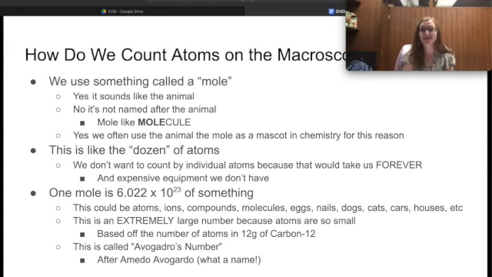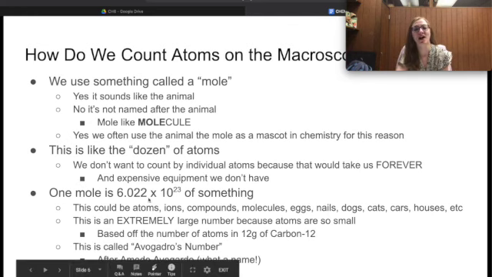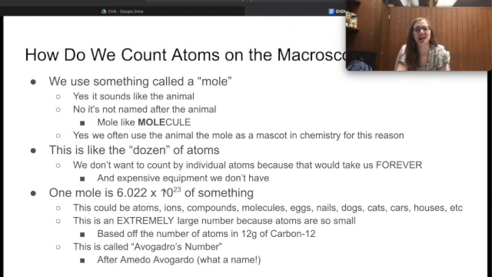Yes, we often use the mole as a mascot in chemistry. I have great memories of Mole Day at Western where we had a song we would sing and we had little teeny tiny moles. And one year I won the Pin the Tail on the Mole contest and got to be the Mole Queen. So I was very excited that year, let me tell you. We usually celebrate on October 23rd, 10/23. It's almost an inside joke with chemists.